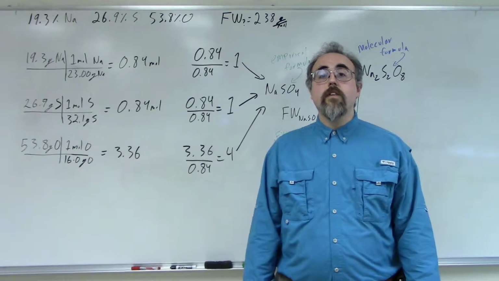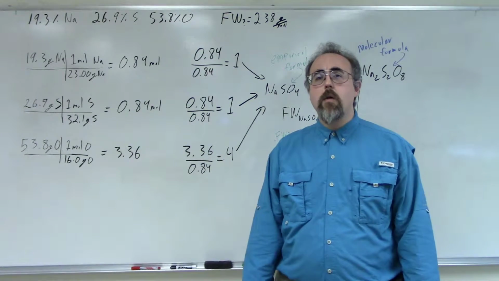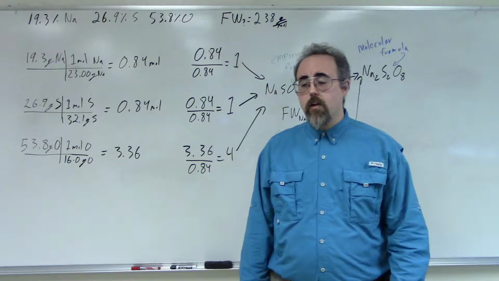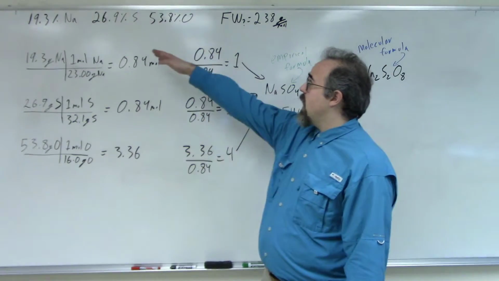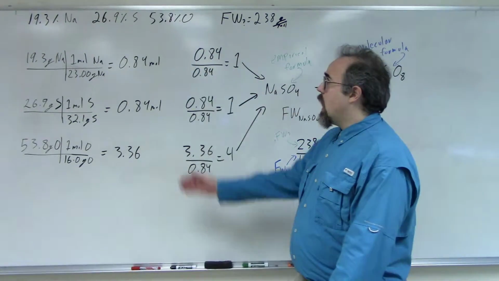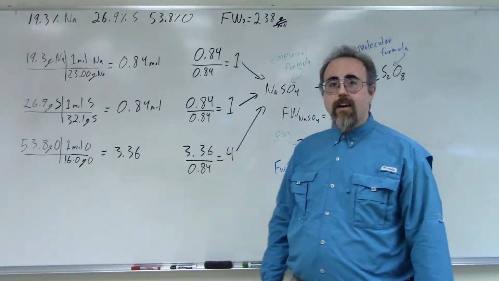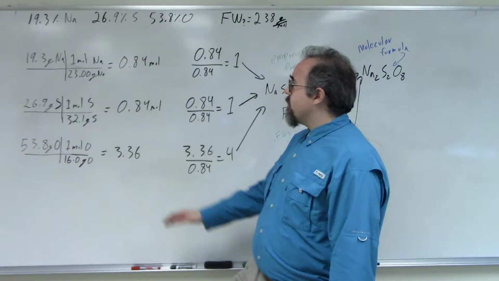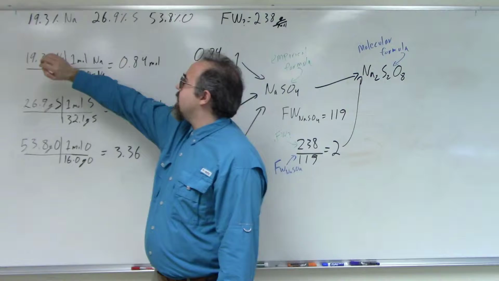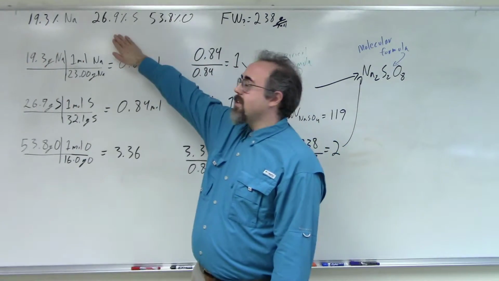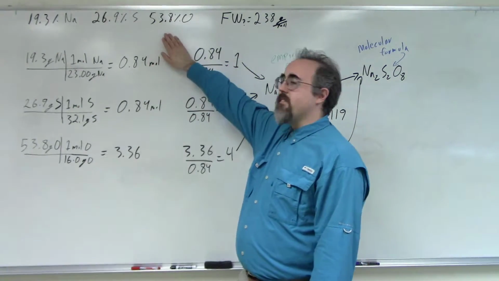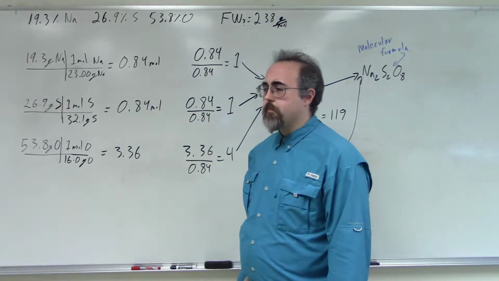So for starters, we're going to find the empirical formula, and for that we're going to need the percent abundance of each element. In this case, I've got three elements in my compound: sodium, sulfur, and oxygen. And so I've got them in percent form. So I know it's 19.3% sodium, 26.9% sulfur, and 53.8% oxygen.